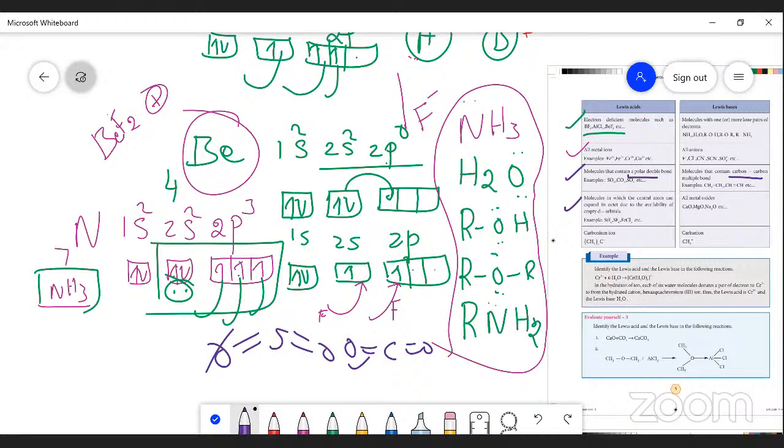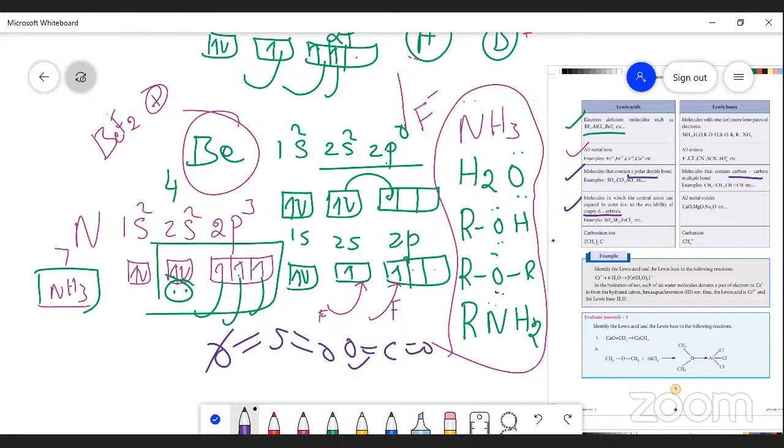Then point number 4. Molecules in which the central atom can expand its octet due to the availability of empty d orbitals can act as a Lewis acid, such as SiF4, SF4, and FeCl3. In these molecules the octet can be extended, as there is a vacancy in the d orbital. They can accept electrons, and since they accept electrons, they can act as a Lewis acid.